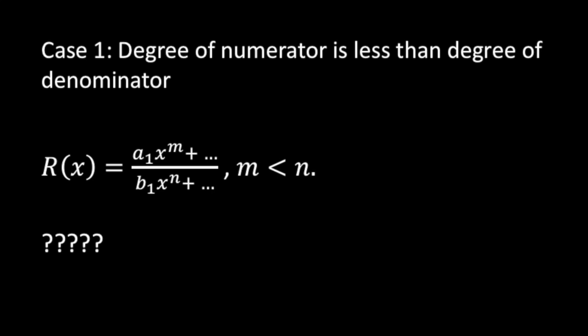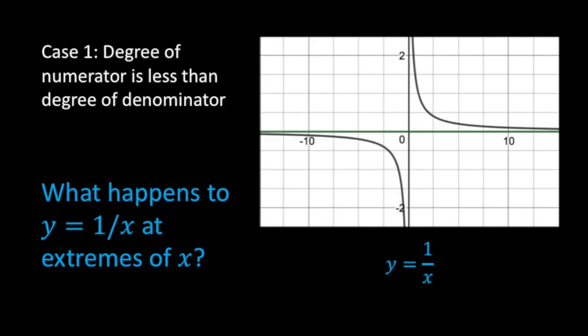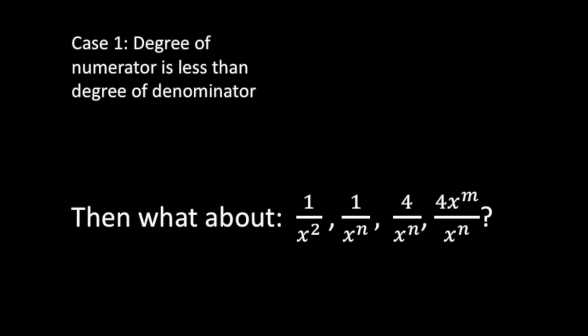The first case we'll consider is where the degree of the numerator is less than the degree of the denominator. So, for example, that could be x over x squared or 1 over x. In other words, it's some expression with a power of x divided by another expression with a higher power of x. A good example is y equals 1 over x, where the degree of the numerator is 0 and the degree of the denominator is 1. As you can see, as x goes to negative infinity or positive infinity, y goes to 0.